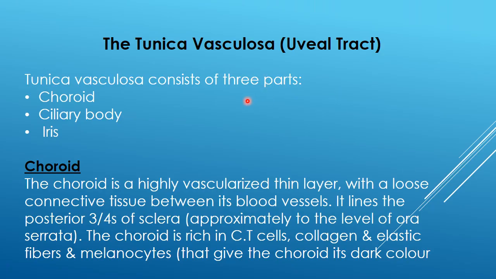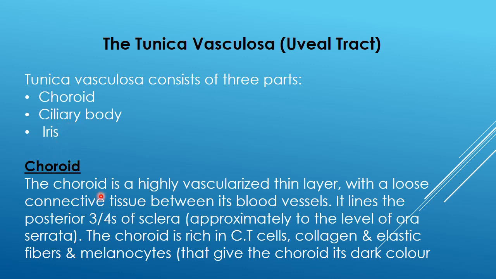Now moving on to the next layer, which is the tunica vasculosa. It is also known as the uveal tract or the uvea. This is going to be composed of three parts. Number one, the choroid, which makes up the posterior-most area and is the main component of this tunica vasculosa. Then anteriorly it makes up the ciliary body and iris.